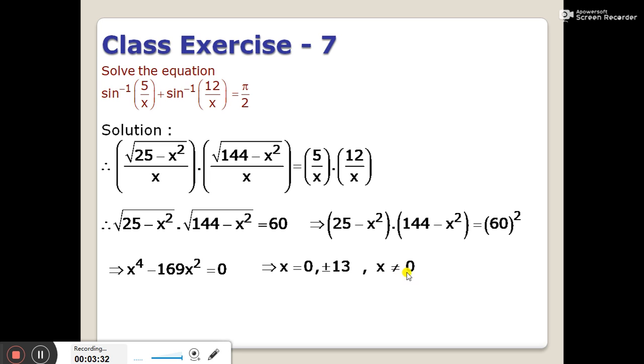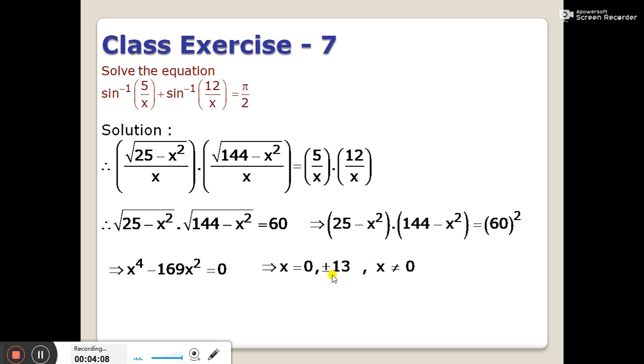Why is x not equal to 0? When we substitute sine inverse 5 by x is equal to alpha, then sine alpha is equal to 5 by x. If x is 0, then sine alpha is equal to infinity, which is not possible because the range of sine alpha is always the closed interval minus 1 to 1, and therefore x is not equal to 0.